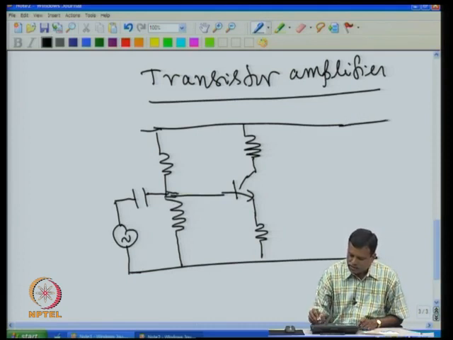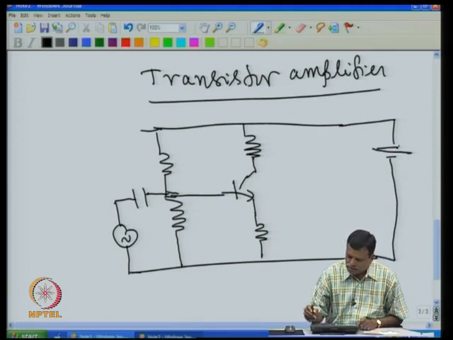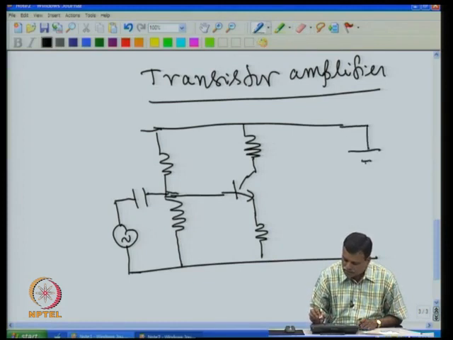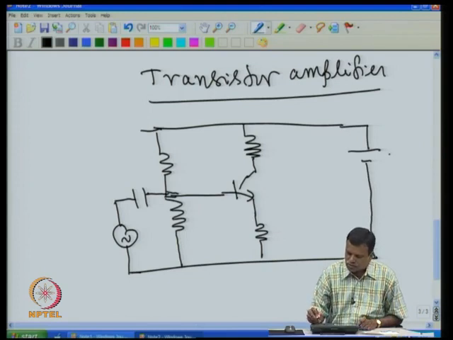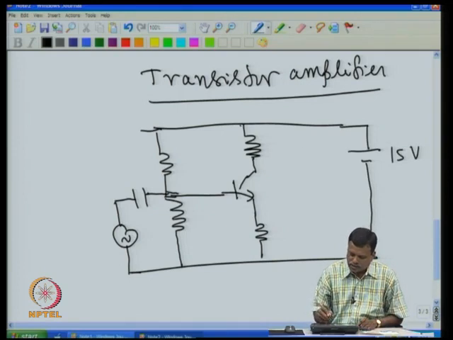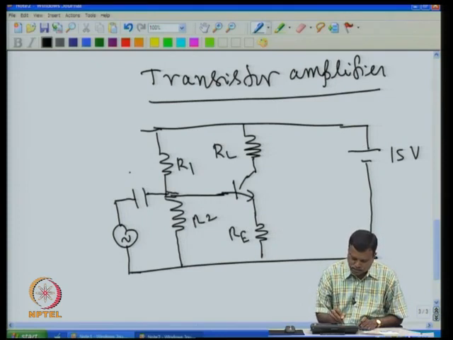So the supply is connected here, essentially a DC source. Assume that this is around a 15 volt supply. We have connected the positive to this, and then we name these resistors. We have RL, we have RE, this is R1, we name it R2. Then you have the capacitor C, and this is the signal source, the AC source.